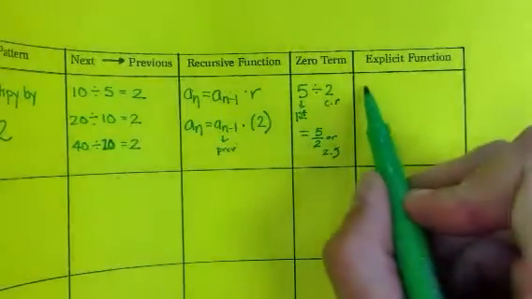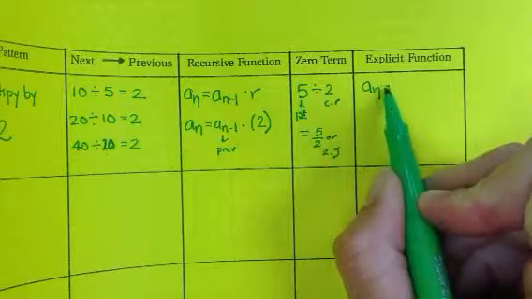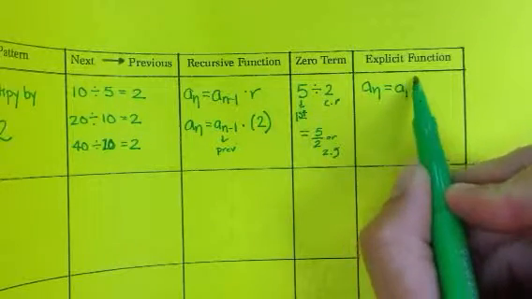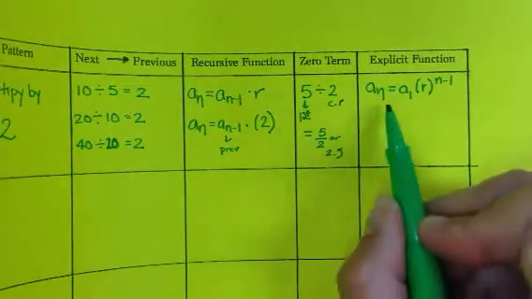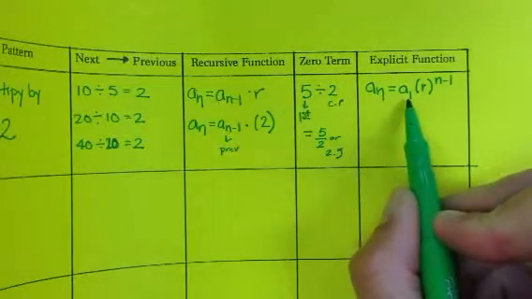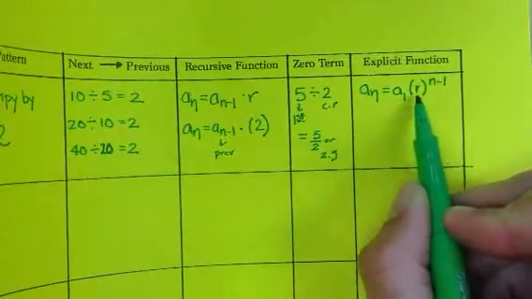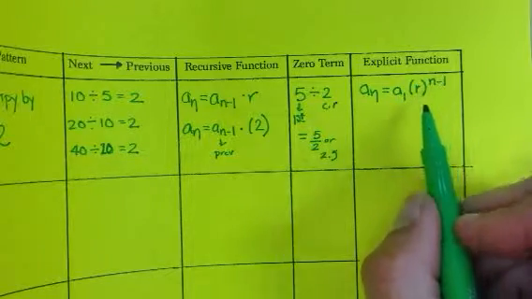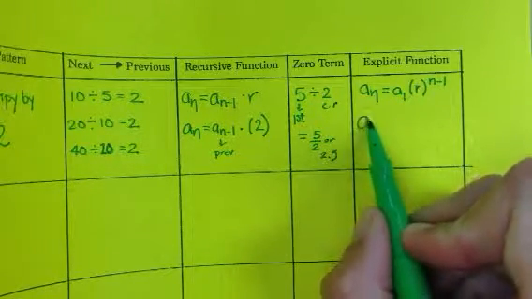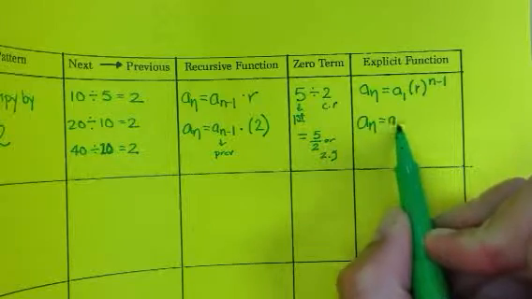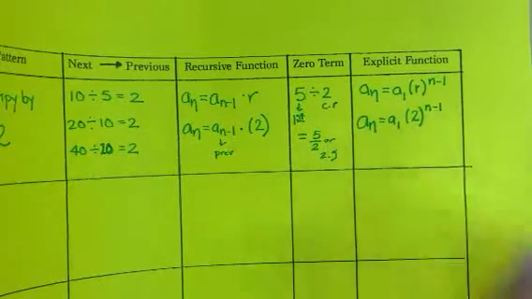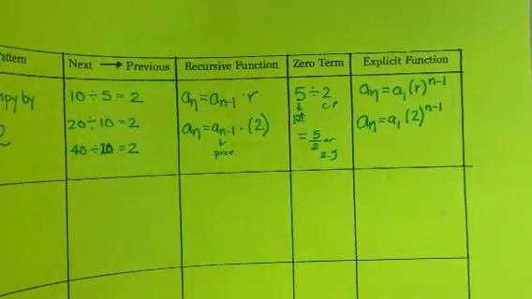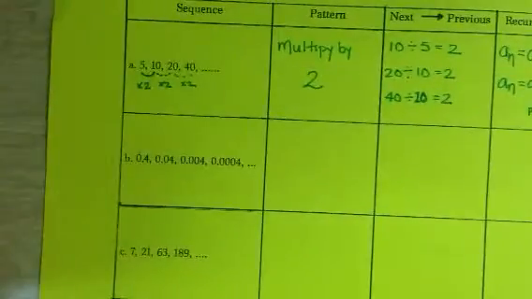Your explicit formula is a sub n equals a sub 1 times r to the n minus 1. So that's your first term in your sequence, your common ratio, and then your term number. So in this case, we would have a sub n equals a sub 1 times 2, that's our common ratio, to the n minus 1. Okay, let's look at the next one.